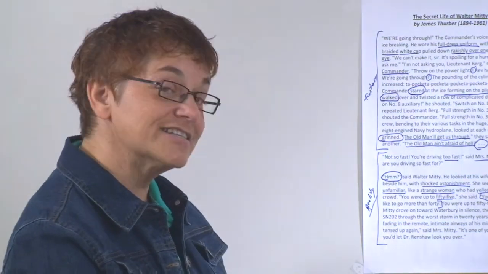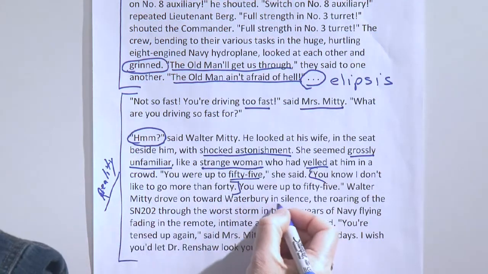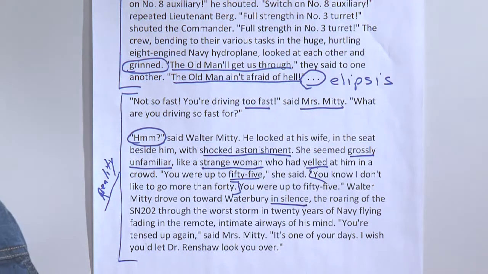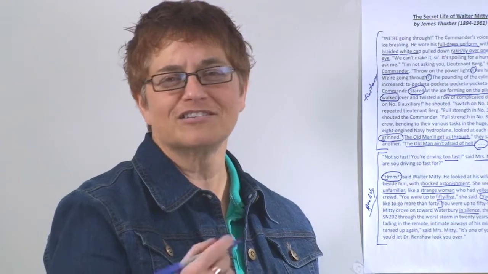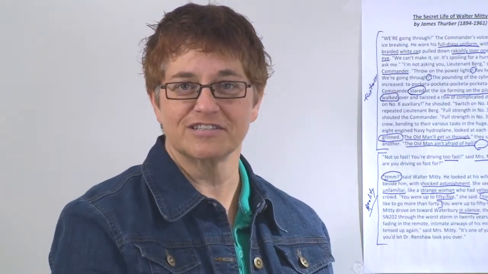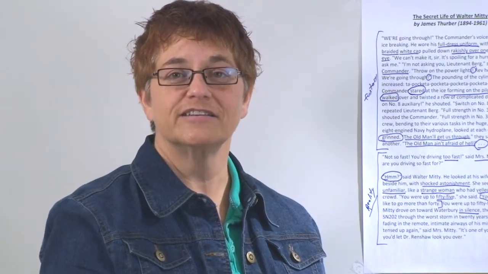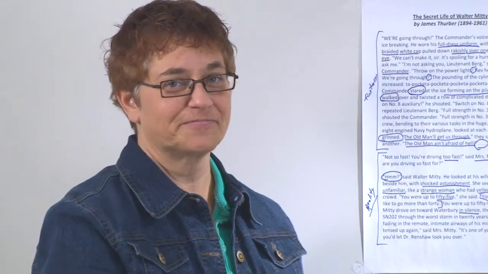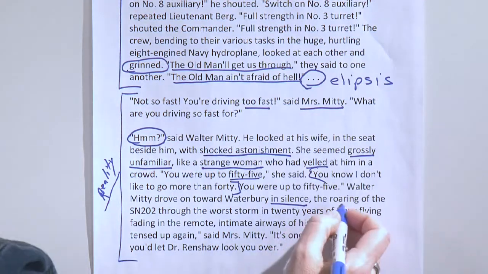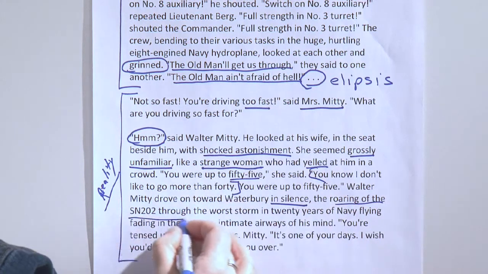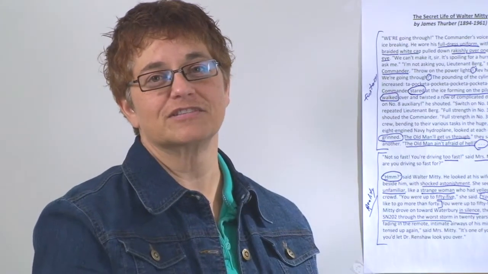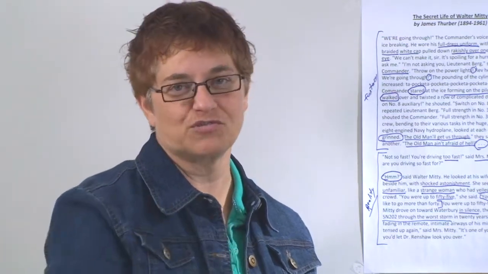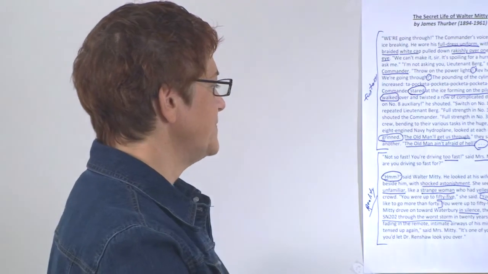What else do we learn in the reality section? He drives in silence. After his wife tells him that he's supposed to slow down, he just continues in silence. Notice he's not talking back to her. He's not telling her 55 is a safe speed. He doesn't tell her to be quiet. He simply accepts what she says to him. The roaring through the worst storm in 20 years. So this is him going back to his fantasy, that the plane that he was in is fading away into the background because his wife has dragged him back into reality. Okay.